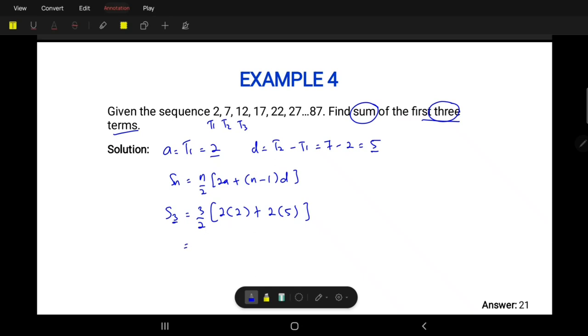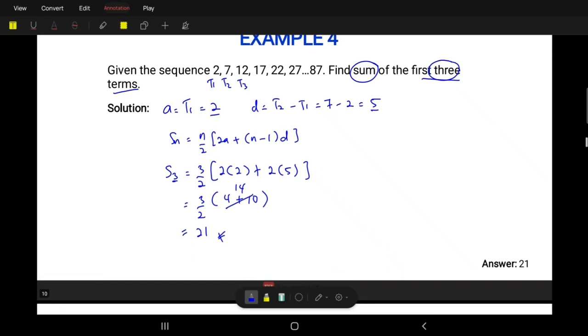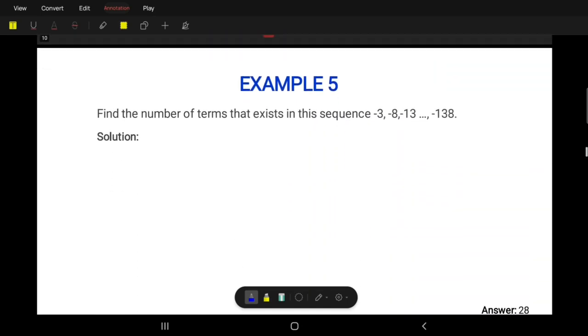So 3 over 2, 2 times 2 you get 4, plus 2 times 5 you get 10. Right? So 4 plus 10 you get 14. You get 14 here, times 3 over 2, how do you get? You will get 21. So this is the answer. Okay, you faham tak? Okay, next, example 5.